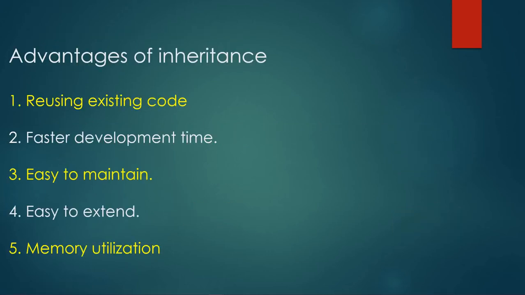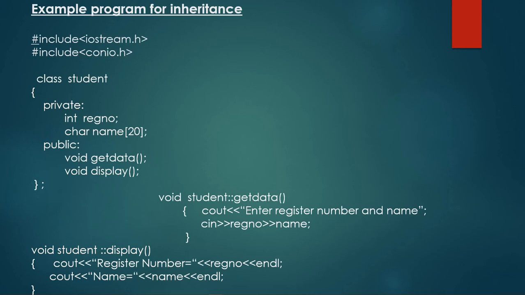Next, advantages of inheritance. First one, reusing existing code. That is, the derived class is reusing some code of the base class. Second one, faster development time, because of reusing, development of the software will be easier. Third one, easy to maintain. Fourth one, easy to extend. Fifth one, memory utilization. Because of reusing the existing code, less memory will be used. Next, we can consider one example program for inheritance.